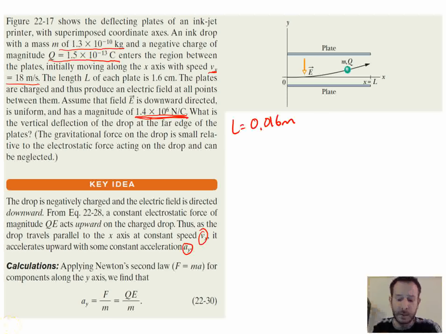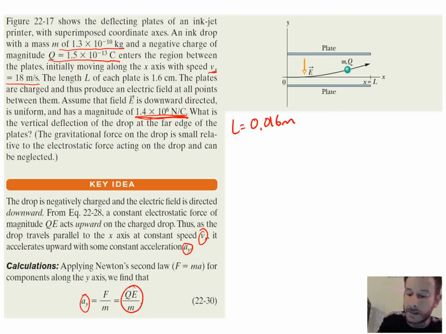So the first thing that we want to do is take Newton's second law, F is equal to ma, for the components along the y-axis. So our acceleration in the y-axis is going to be F over m, which is the force over the mass. In the previous slide, we saw that the force is equal to QE, which is the charge times the electric field, divided by m. So that's going to be our first result.